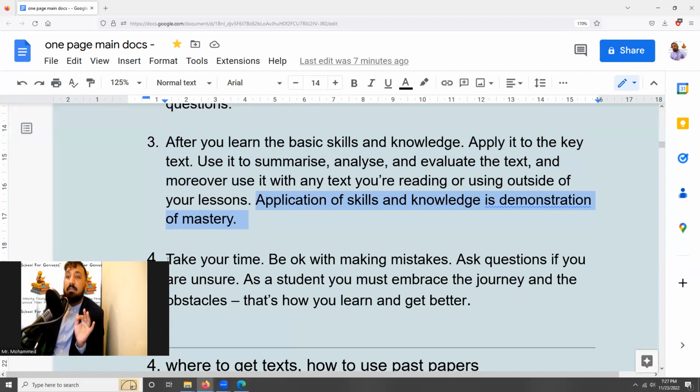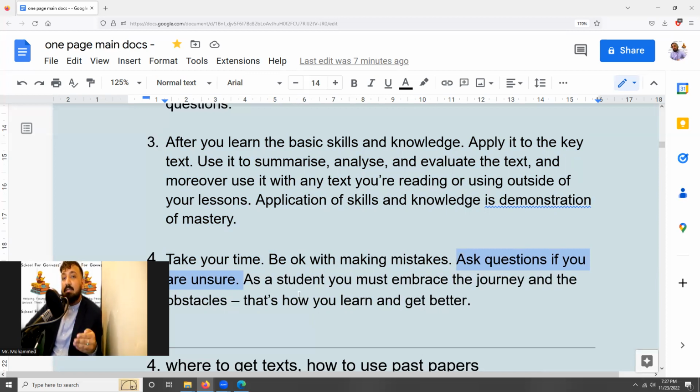Now the final thing is take your time, and be okay with making mistakes. Take your time, be okay with making mistakes, and ask questions if you're unsure. And just remember, as a student, you need to embrace the journey and the obstacles, embrace the things that you don't yet understand, because that is how you learn and get better.